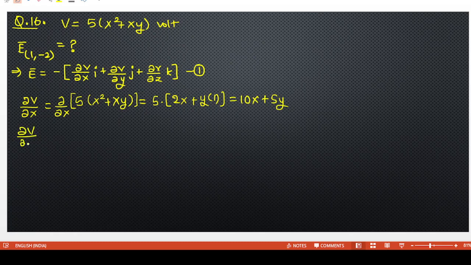Similarly, dou V by dou y, dou by dou y of 5 in the bracket x square plus xy. 5 constant outside derivative. x square derivative with respect to y is 0, plus derivative of xy with respect to y: x constant outside derivative, y derivative with respect to y will be 1.